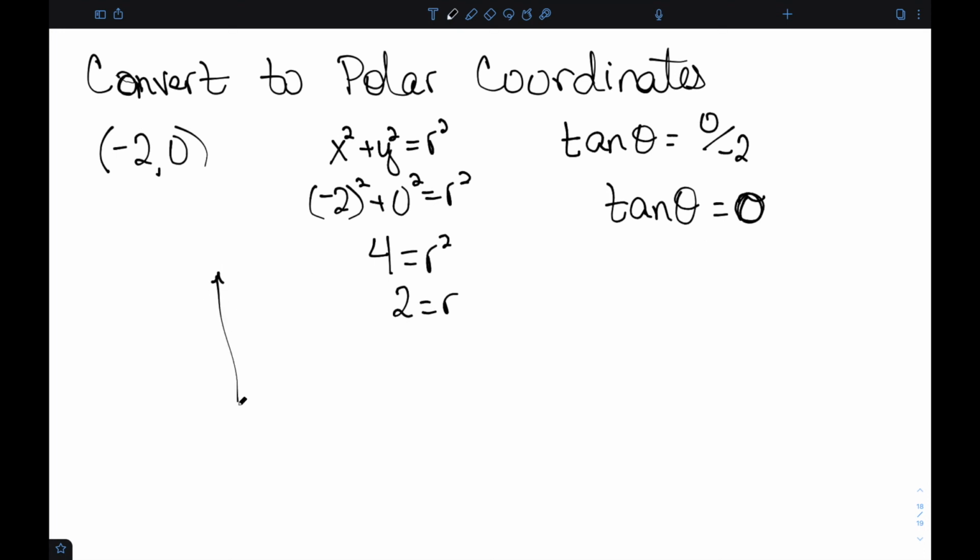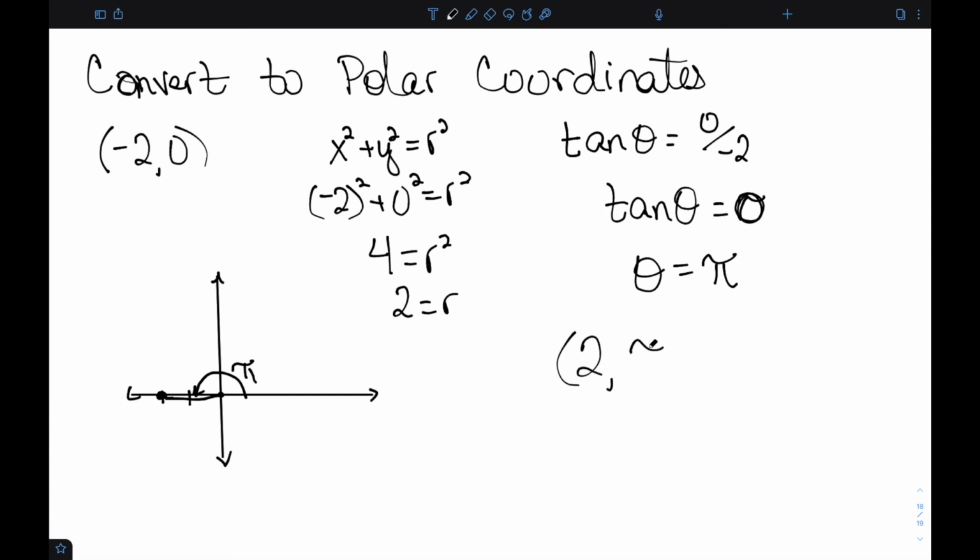If I think about what's going on with this point in my rectangular coordinate system, it's right here. So we can see that we've gone 2 out, and my angle of rotation is pi. So in this case, theta is equal to pi. So we have our point of 2 comma pi.